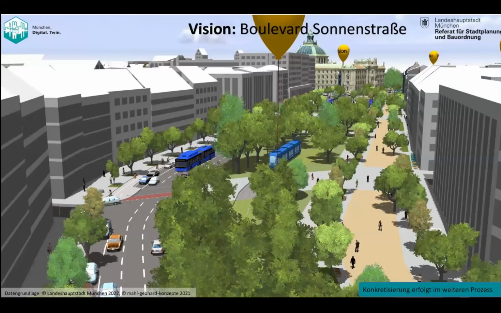But I would like to start with this nice little image that many of you surely know. It's called Vision Boulevard Sonnenstraße. It was created by the city of Munich. And it is part of a project that aimed at increasing the amount of green spaces in the city of Munich, at improving friendliness towards pedestrians, and also improving climate resilience.